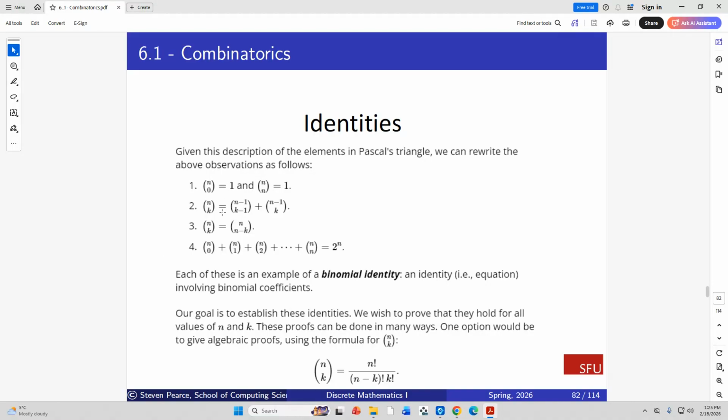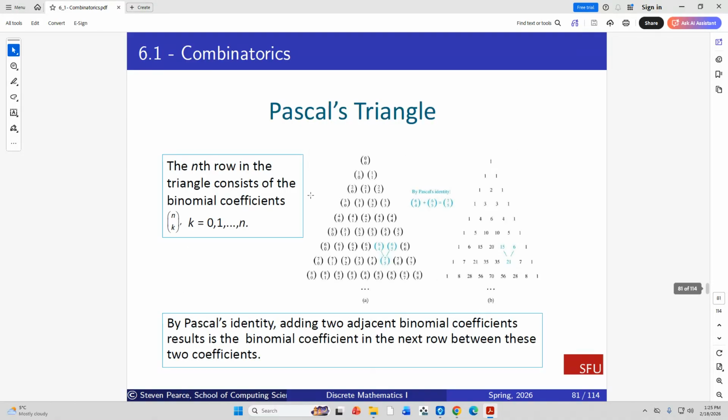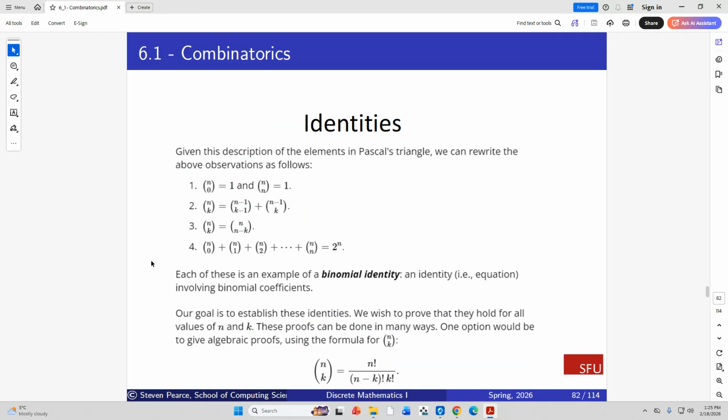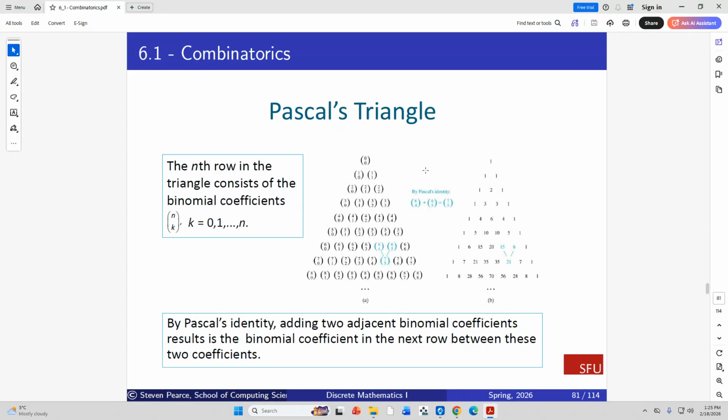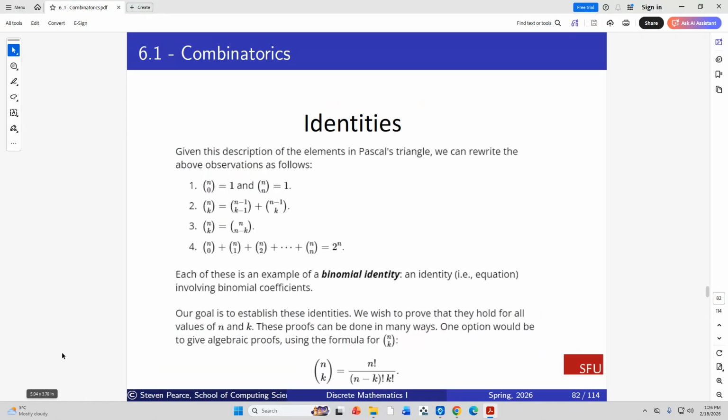First of all, n choose 0 equals 1 and n choose n is 1. So we know that the outside of this triangle is just 1s. You can see how that works. N choose k is the same as n minus 1 choose k minus 1 plus n minus 1 choose k. That is Pascal's identity. Here, this is the symmetric identity that we just proved. And also, we can see that the sum of the coefficients alone is 2 to the n.